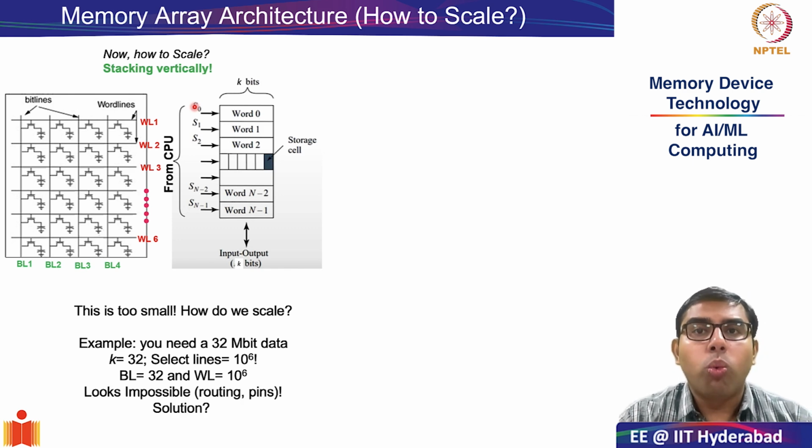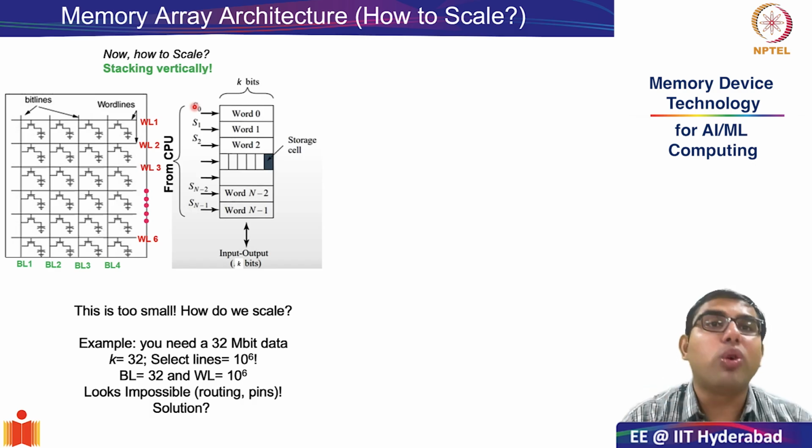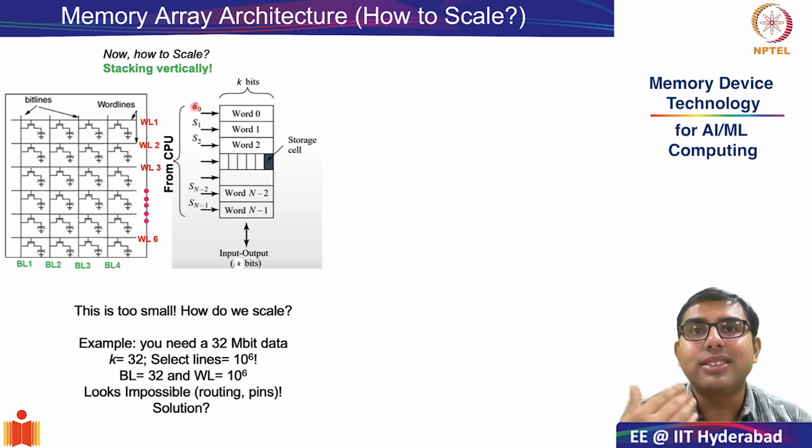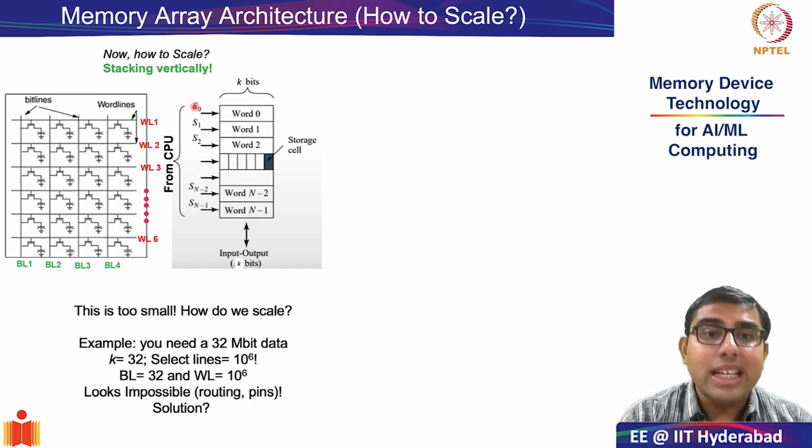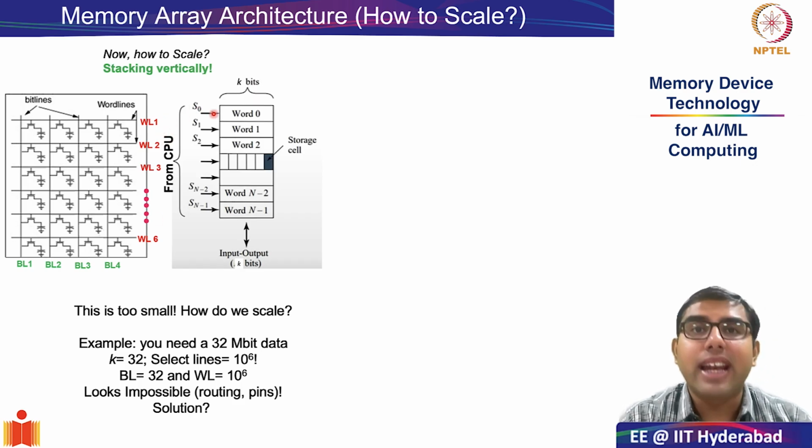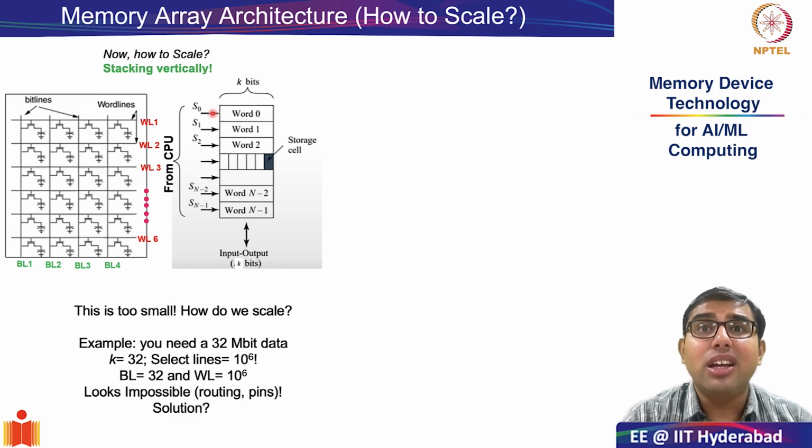So one important thing to notice when we design this architecture is that from the CPU, you will be sending out 1,000,000 select lines. Now please understand that is almost impossible.